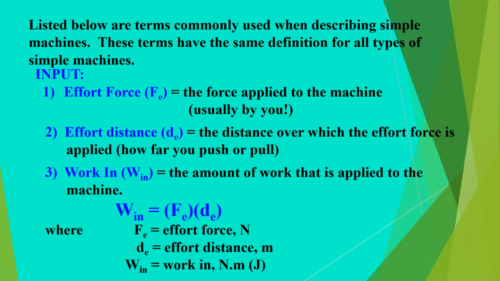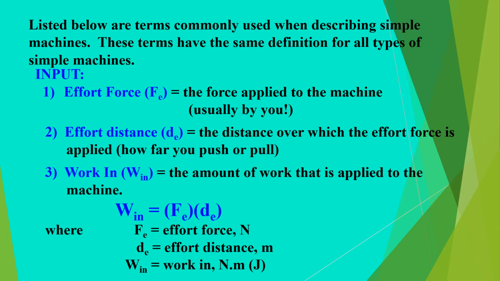Listed below are terms commonly used when describing simple machines. These terms have the same definition for all types of simple machines. On the input side, we have effort force, which is given the symbol F_E, equals the force applied to the machine, usually by you. The effort distance, or D_E, is the distance over which the effort force is applied, how far you push or pull.